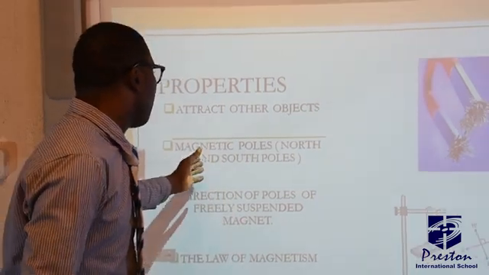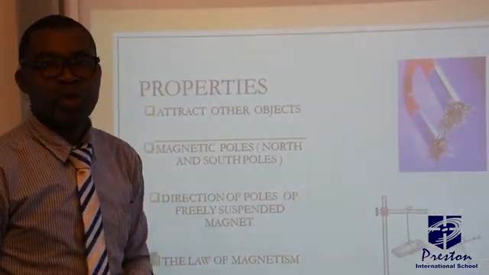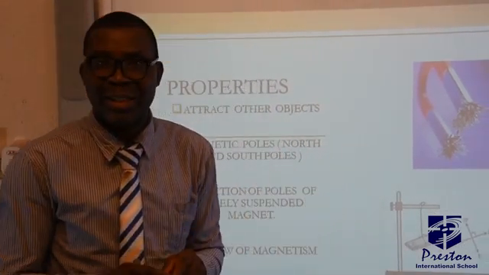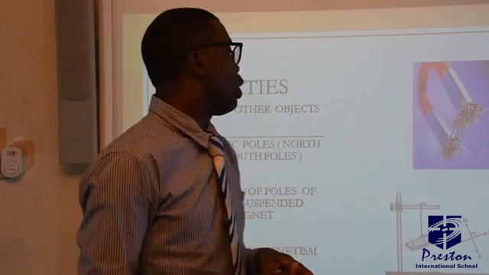Now, we also have magnetic poles. All magnets have two poles, the North Pole and the South Pole. The poles of the magnet are those regions in the magnet that are strongly magnetic, that have strong attractive properties.